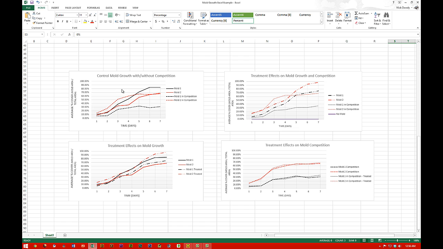Okay, now you can do the same thing with your treatment data, right? You can plot mold 1, which is this line here, mold 1 without competition, but with treatment, so with, say, Lysol, pH, whatever. Then you've got mold 2 here. Then you've got mold 1 with competition and mold 2 with competition. This purple line is your no mold plates. That should be 0. If you've got contamination, it'll look different.